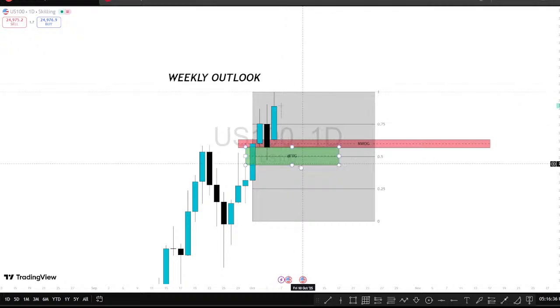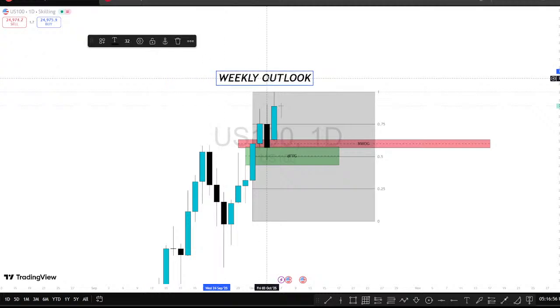I want to see price come lower, probably to these levels, the 0.5 levels, or the new week opening gap. I can anticipate price to retest that before it rallies higher. So I will be waiting for such a move, even if it's tomorrow or on Thursday.